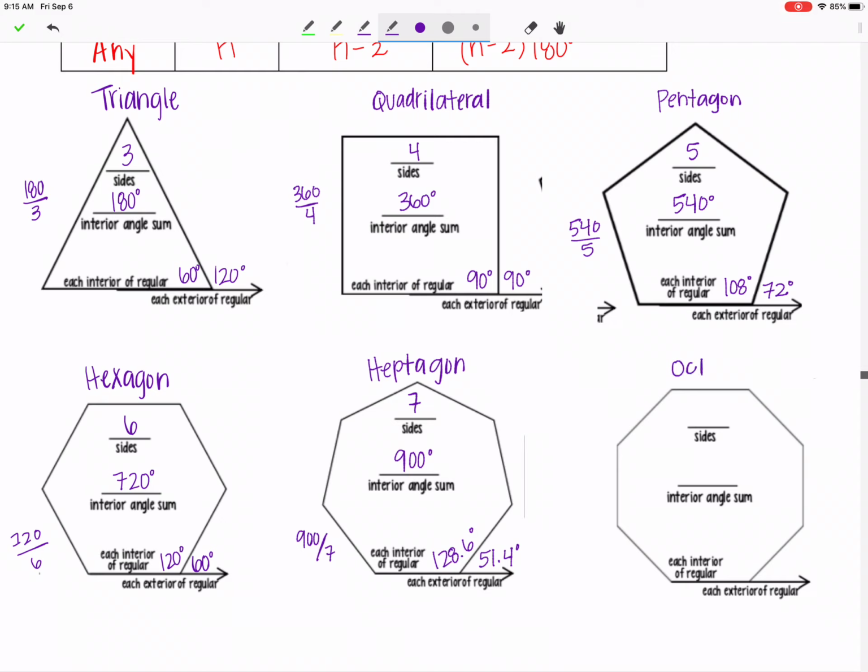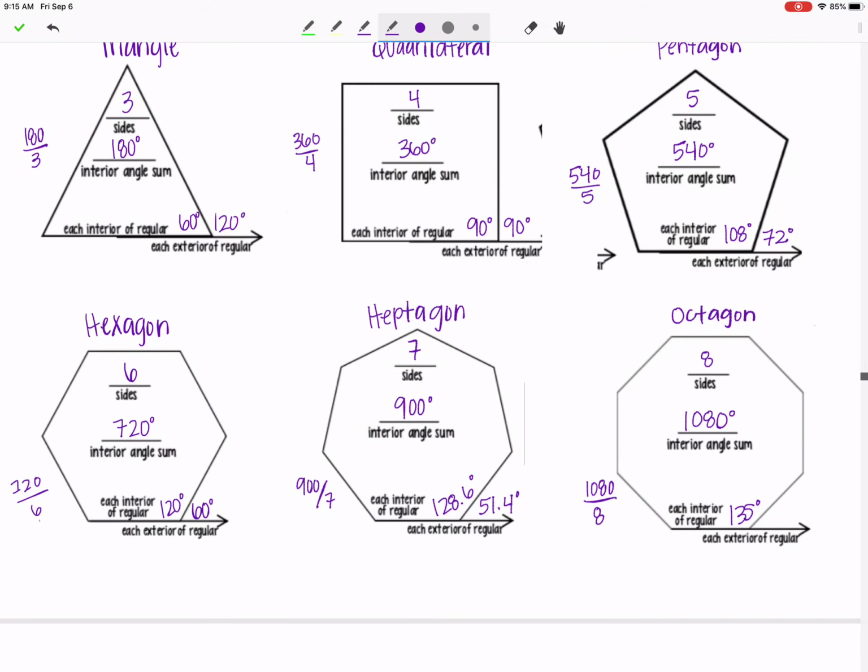All right, 8-sided figure, that's an octagon. 8 minus 2 is 6. 6 times 180 is 1,080. And if we divide 1,080 by 8, we get 135 on the inside. 180 minus that, 45 on the outside.